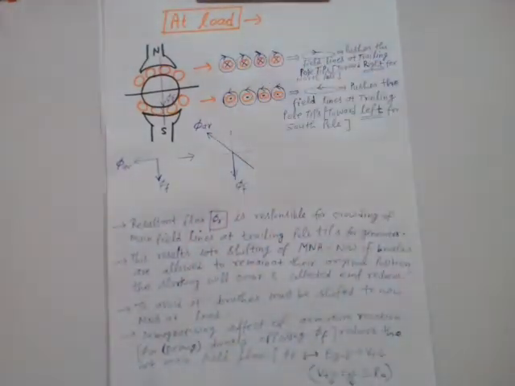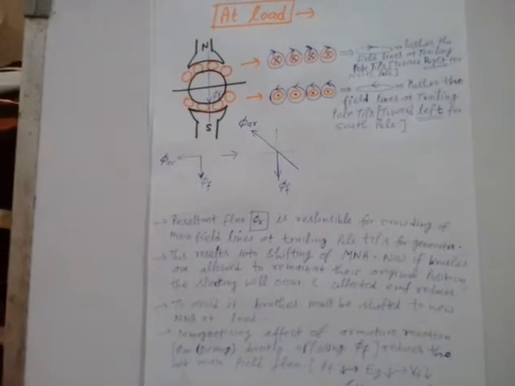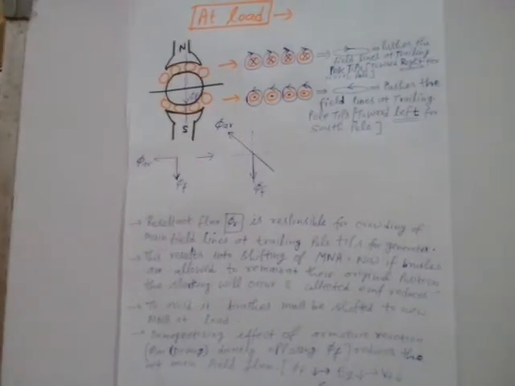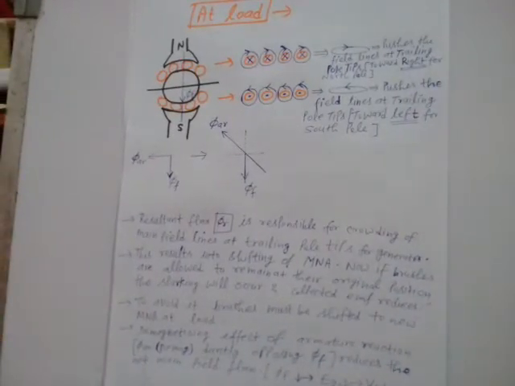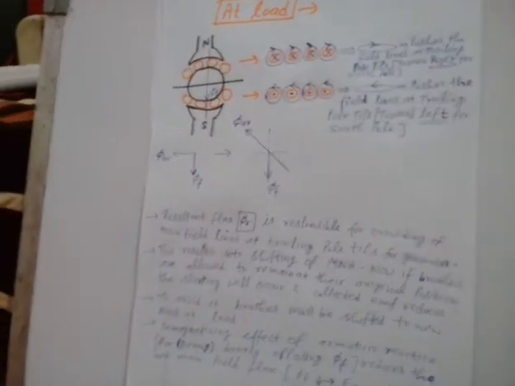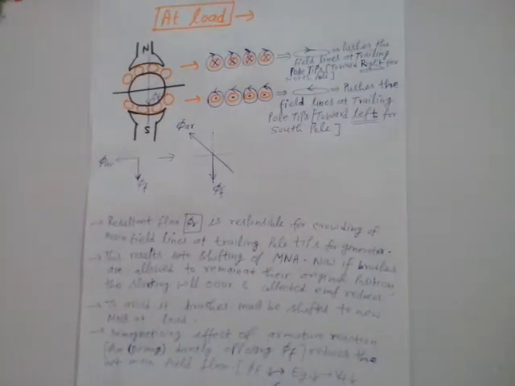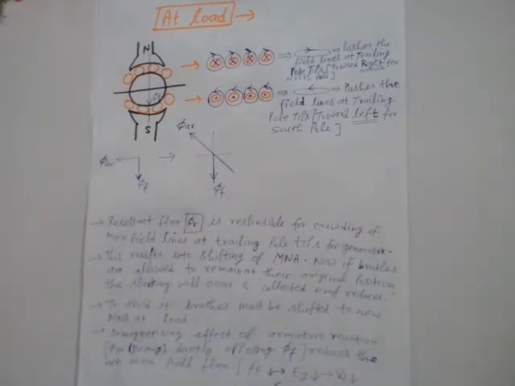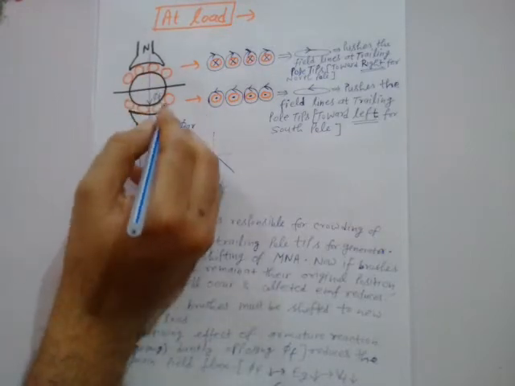So in the loaded condition, when the load is applied, this will be the condition, right? So when the load is applied, the current will flow in armature conductors, right? Armature current will flow. Now, can you tell me the direction of induced EMF or induced current in these rotor conductors?